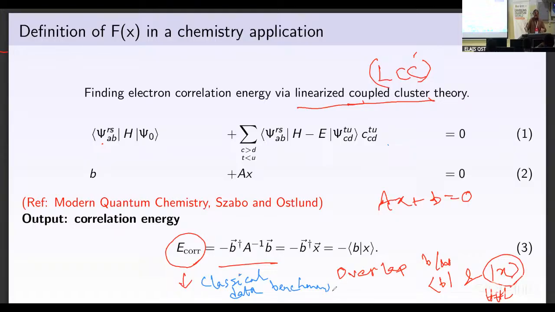I will just show the algorithm by which the overlap between two vectors can be taken by a quantum circuit. So it's very easy to do in classical mathematics, but using quantum algorithms, there are very few ways to get the overlap between two vectors or two quantum states. I will just show one of the methods, which is called the controlled swap test method.